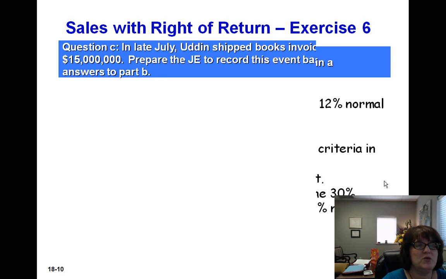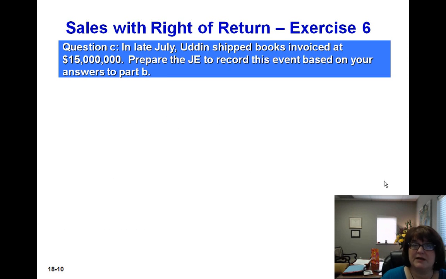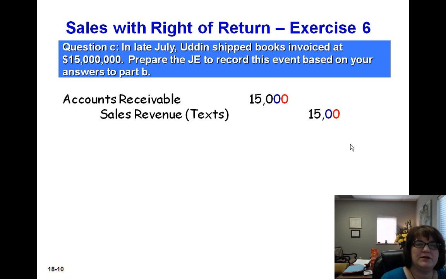All right, question C. In late July, they ask you to assume that the publisher shipped the books invoiced at $15 million. And they ask you to prepare the journal entry to record the event based on your answers to Part B. In other words, we're going to record these journal entries using a net estimated sale approach. All right, so the first thing we're going to do is debit accounts receivable and credit sales for $15 million, because that's how much we've sold.